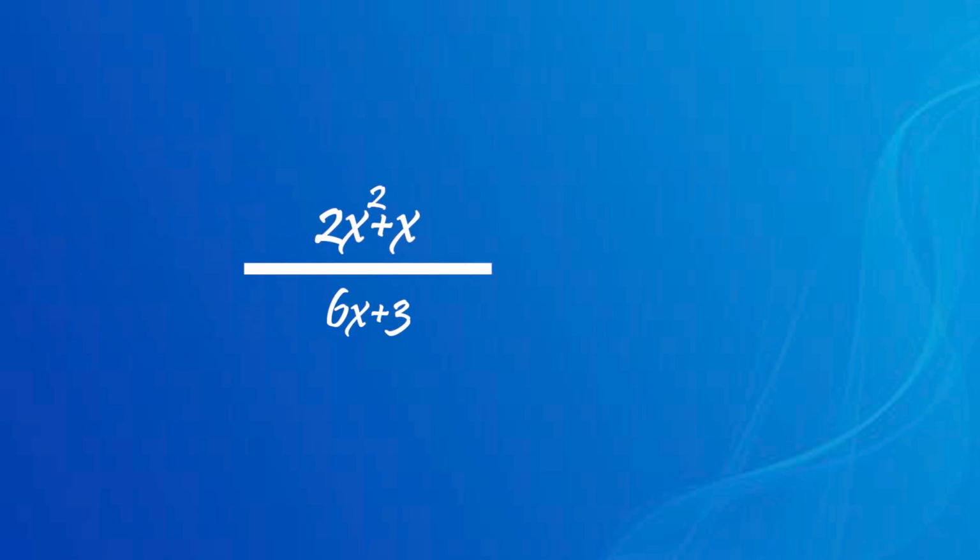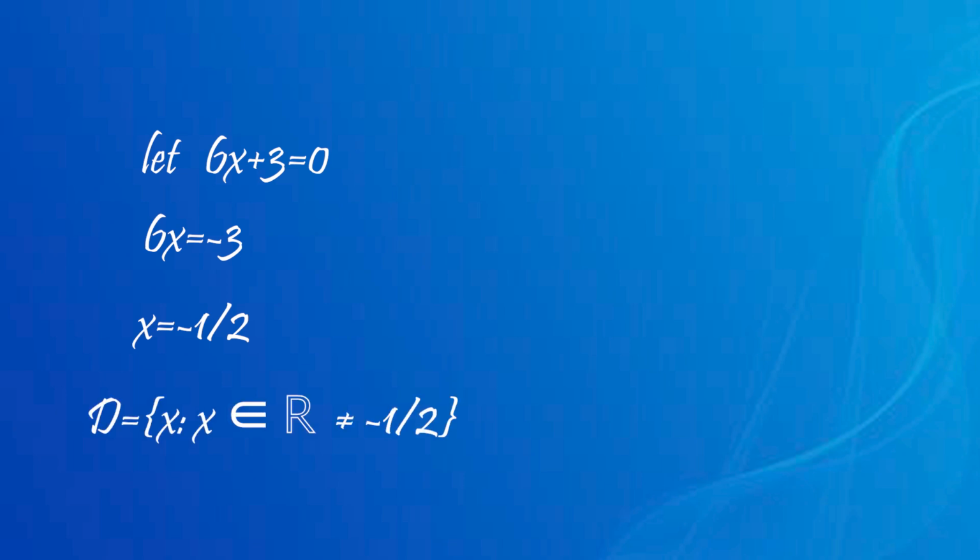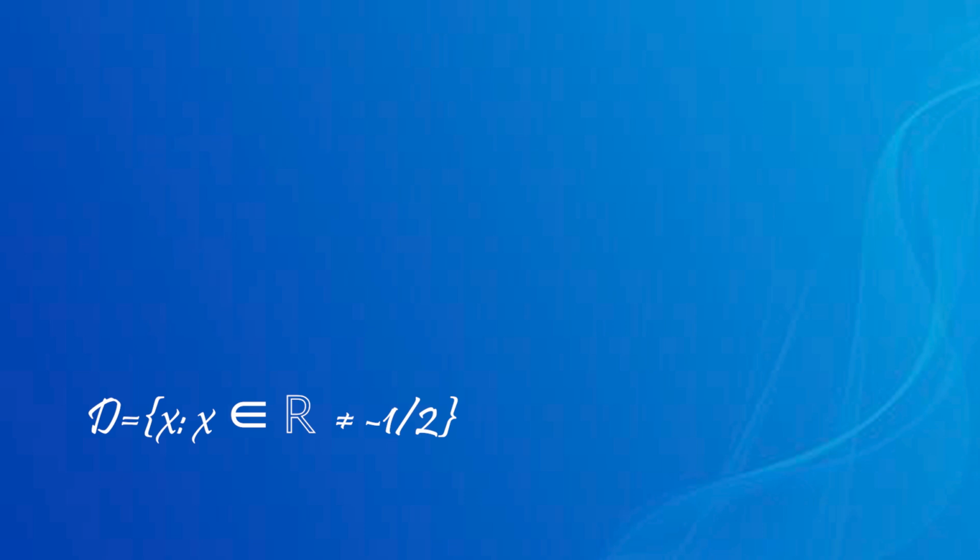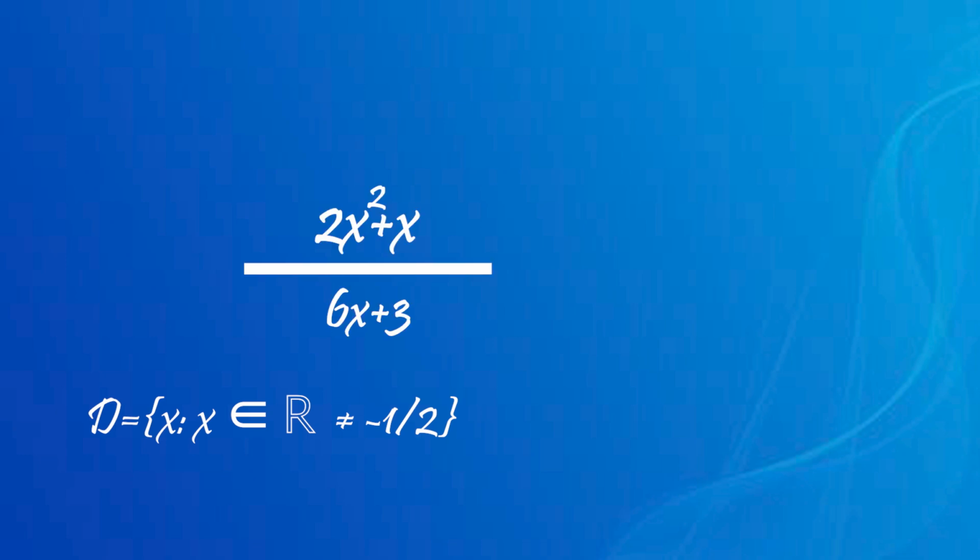The first example, 2x squared plus x over 6x plus 3. We only focus on the denominator, that is 6x plus 3. So find the value of x when this denominator is going to be 0, then x becomes negative 1 over 2. So any value of x except this negative 1 over 2 can be considered as the domain of the rational expression 2x squared plus x over 6x plus 3.